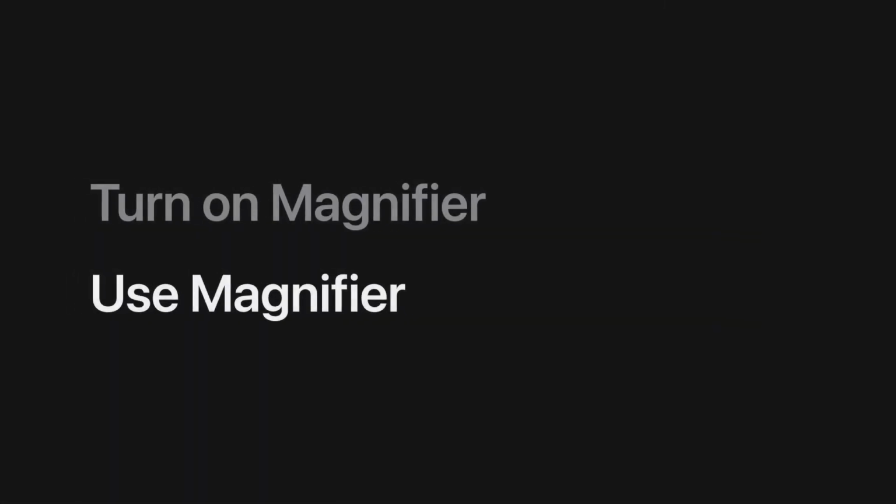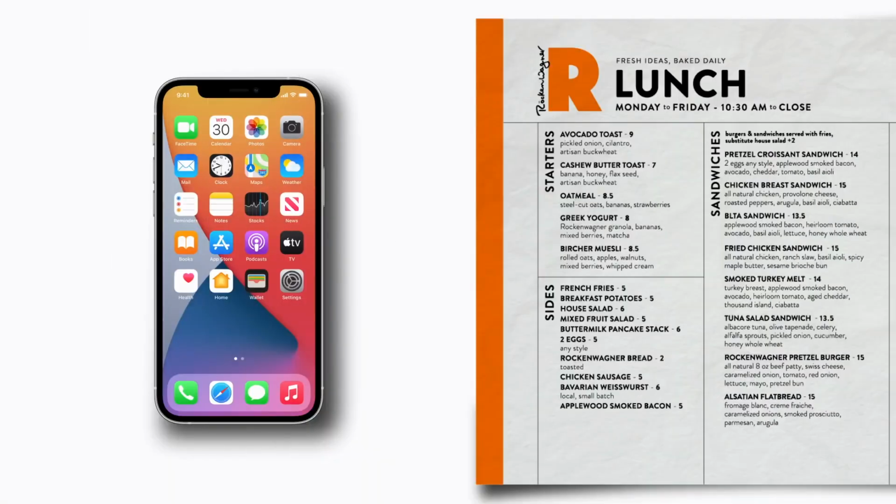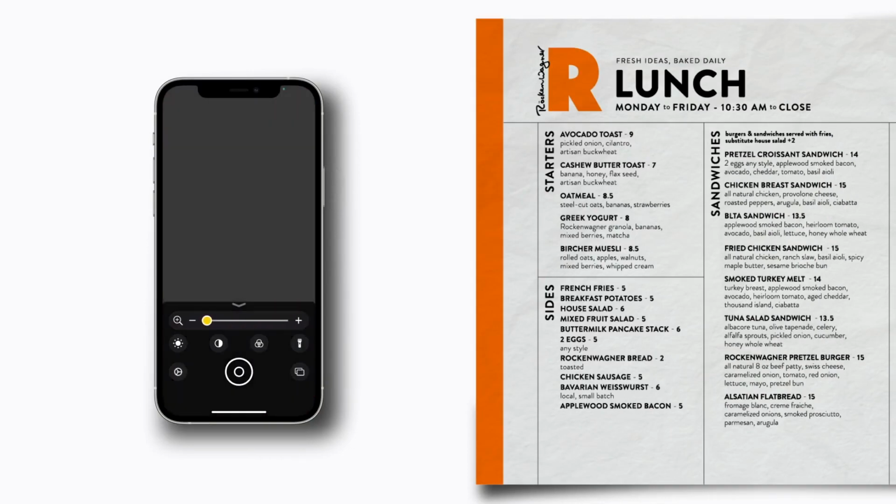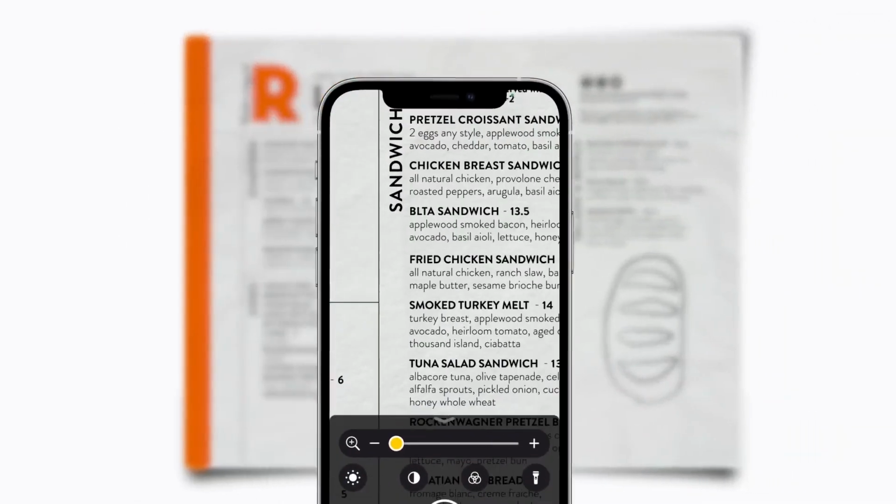We're going to open Magnifier using our accessibility shortcut. To open Magnifier on an iPhone 10 or later, triple-click the side button. Or, if your iPhone has Touch ID, triple-click the home button. Now, move your iPhone camera over what you want to magnify.